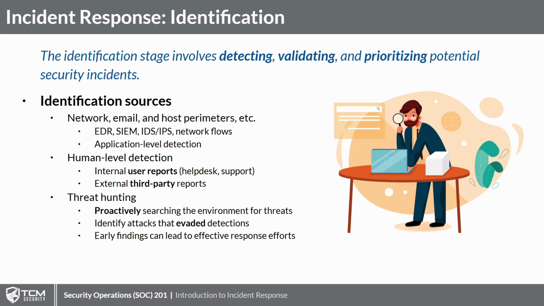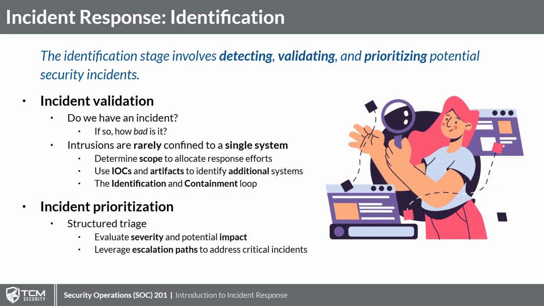Now, as we start to kick things off and mobilize our response, what we really need to do here is validate, one, do we have an incident? And two, if so, how bad is it? Right? We need to better understand the identification, right? The different findings and indicators, and begin understanding the scope of the incident to properly allocate response efforts and prioritize things effectively, and really begin planning an appropriate containment strategy.